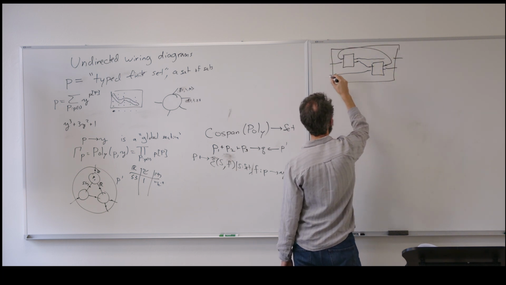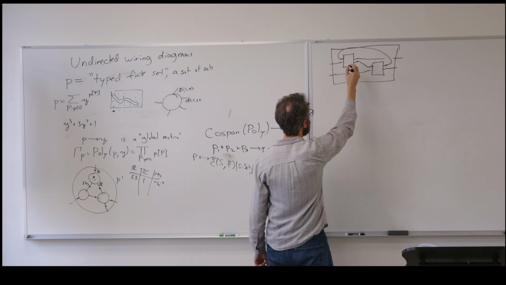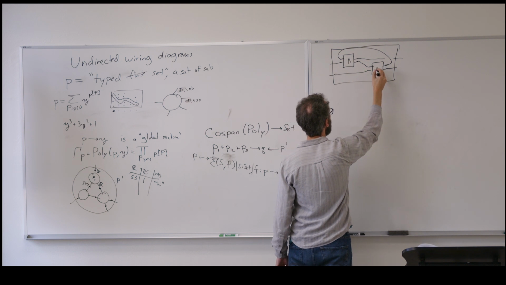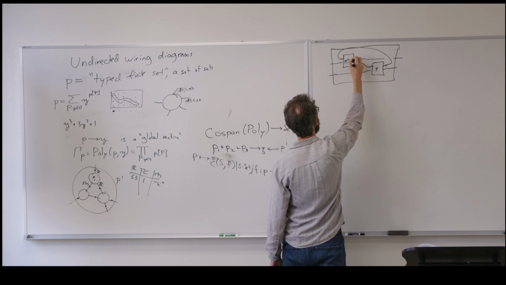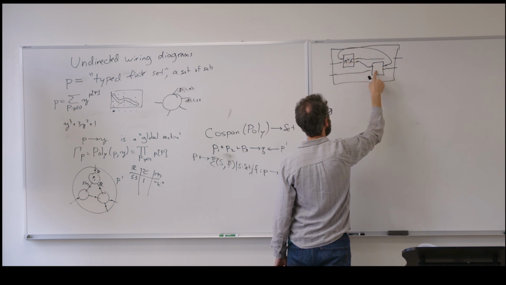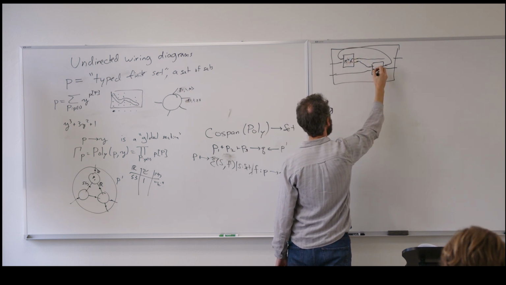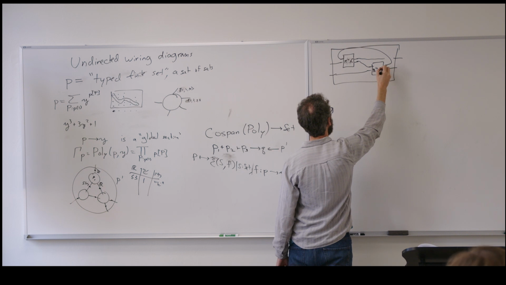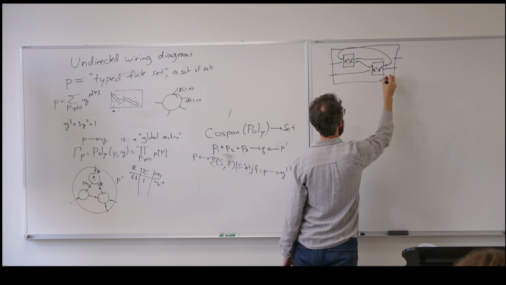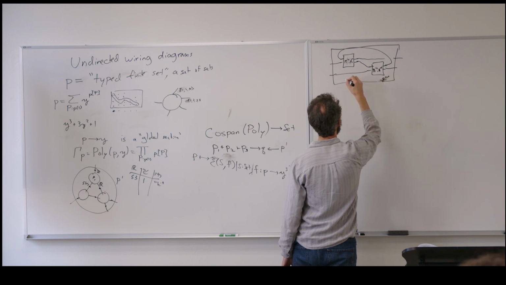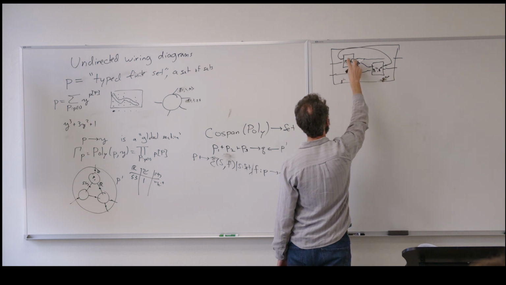And again, we can do this with polynomials. So this will be a polynomial. This will be a pair of polynomials, one for the inputs in and one for the outputs, P2 in and P2 out. And then this whole wiring diagram will be some P prime, or maybe Q in and Q out.